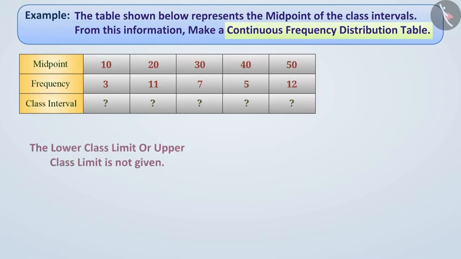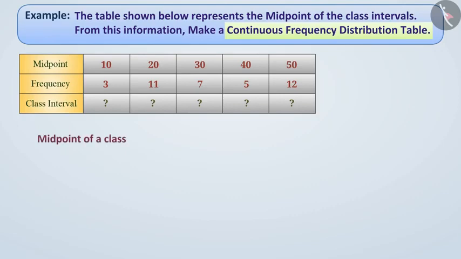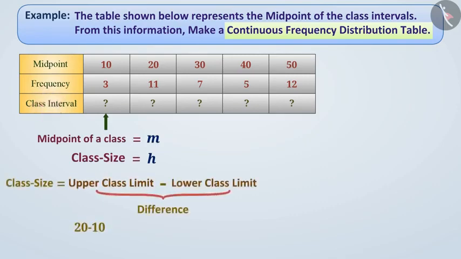Can you tell how we would find the class interval in this case? Think. Let us tell. Suppose the midpoint of a class is M and the class size is H. You must remember that the difference in the upper class limit and lower class limit of the class interval is called its class size. Since the midpoint is in the middle of class intervals, the difference between any two consecutive midpoints will be the same as the difference between the lower and upper class limit of a class interval.